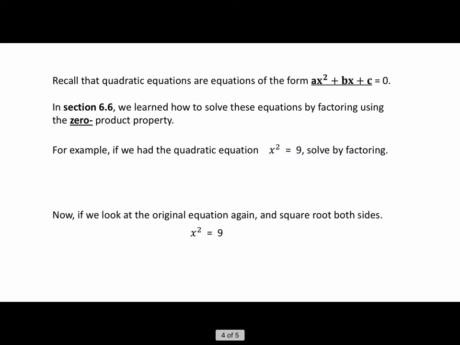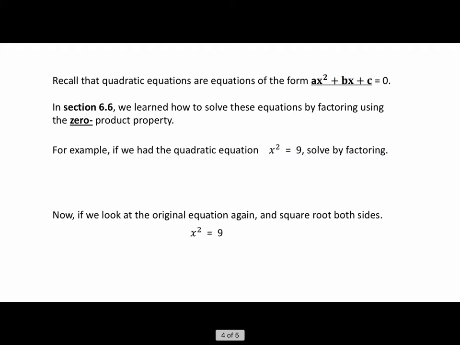Recall that quadratic equations are equations that are in the form ax squared plus bx plus c equals 0, where a, b, and c are real numbers. In section 6.6, we learned how to solve these equations by factoring using the zero product property.